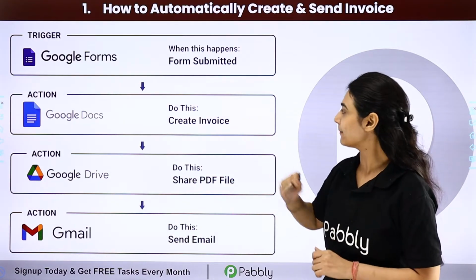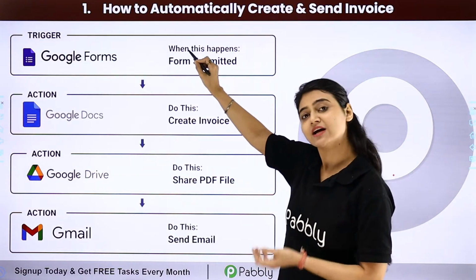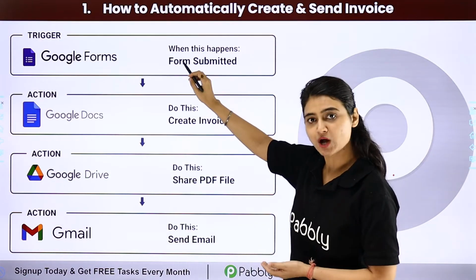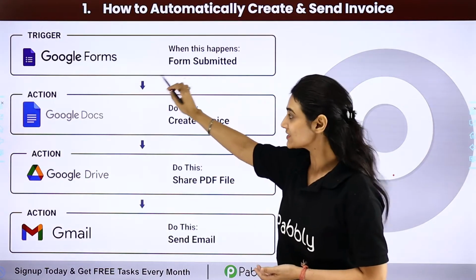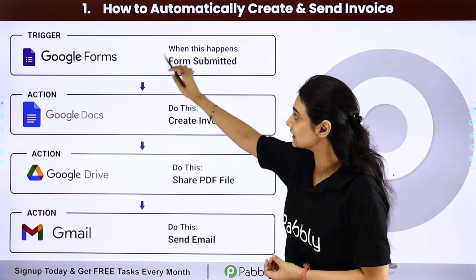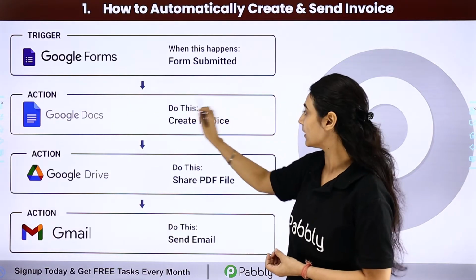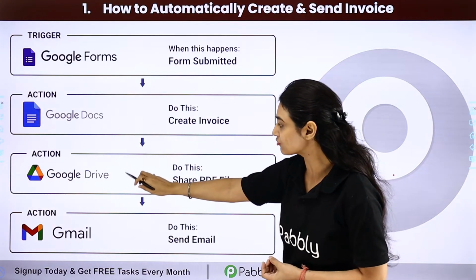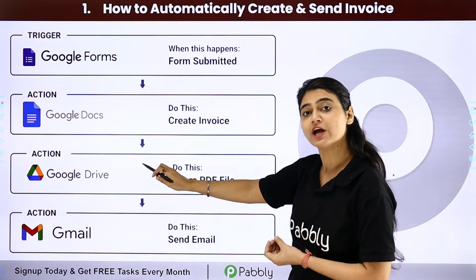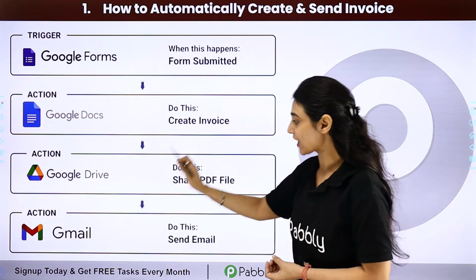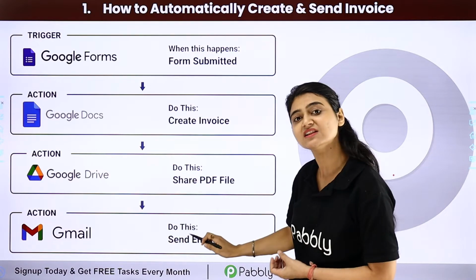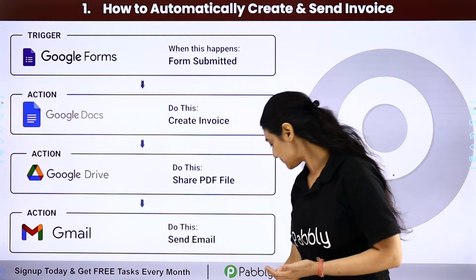So here what will happen is you can get the details like customer details, order details and product details from Google Forms. Google Docs using these Google Forms details will help create an invoice. Then Google Drive will generate a shareable link of this invoice, and with the help of Gmail you can mail this invoice to your customers.